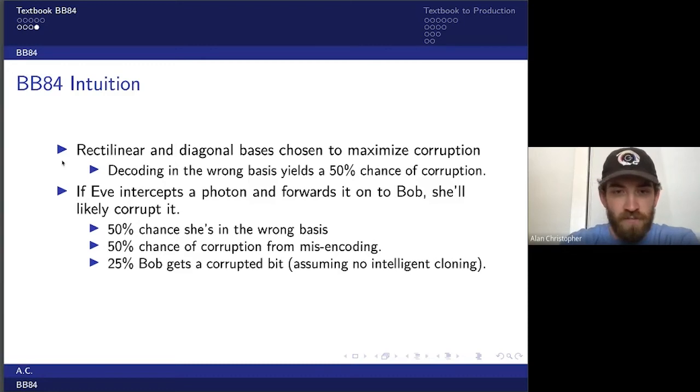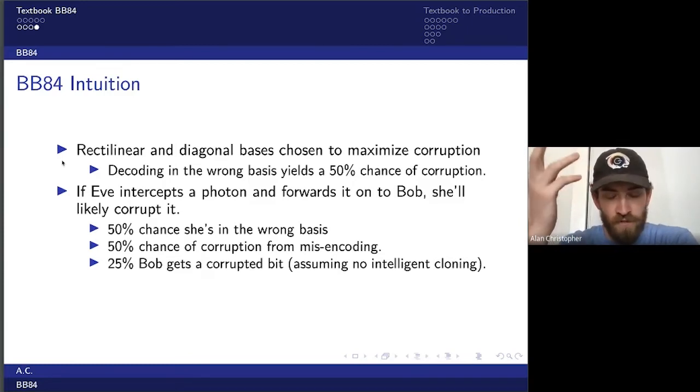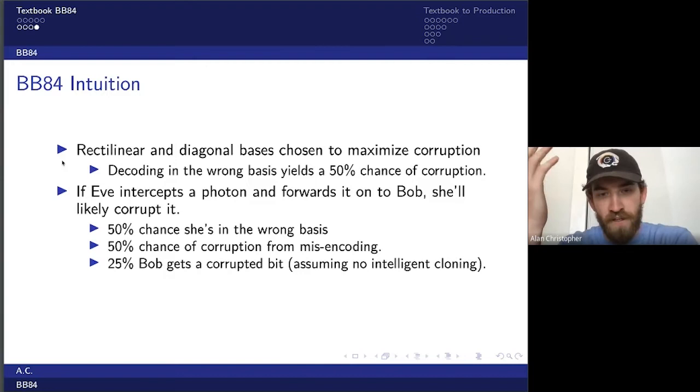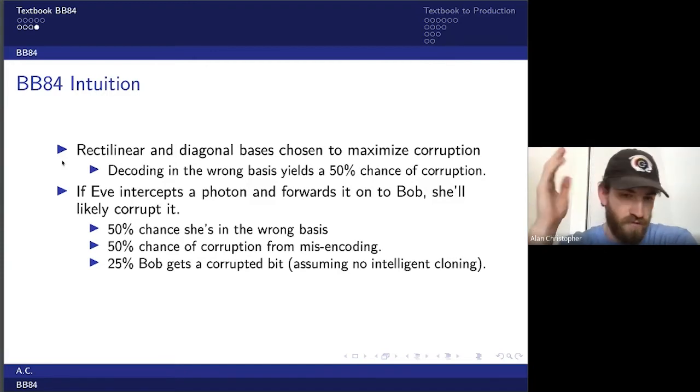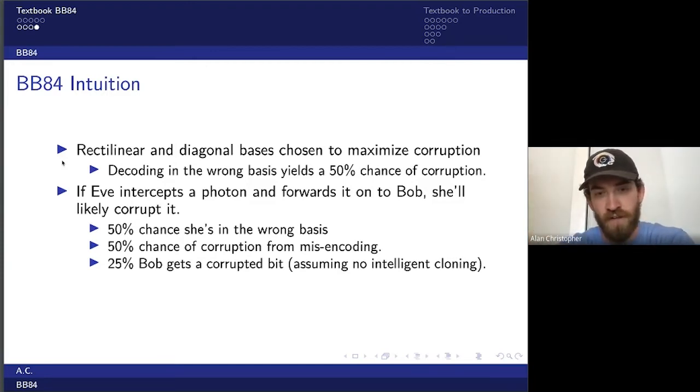And as a consequence, because Eve doesn't know the bases that are being sent and received in, if she starts playing intercept-forward attacks, she's probably going to corrupt some bits. There's going to be a 50% chance that she's in the wrong basis, either between herself and Alice or between herself and Bob. And there's going to be a 50% chance that she corrupts because the encodings don't match up, which gives us, if Eve is being sort of obtuse and naive about her attack, about a 25% chance that when Eve is sniffing, she's going to introduce a corrupted bit.